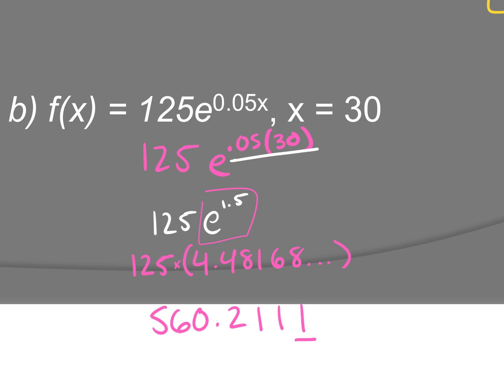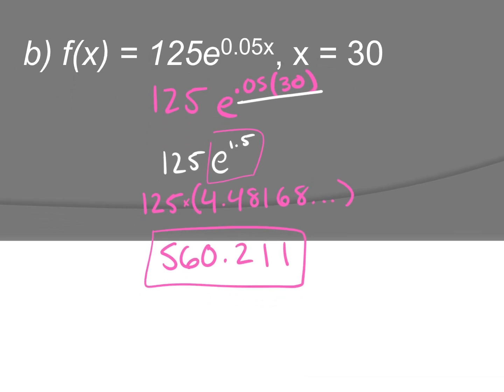Look at the fourth decimal place to tell us how to round to the third. If our fourth decimal is 1, do we round up or keep it the same? Keep it the same. So 560.211. So it's super important that you practice putting this into your calculator so you know how to use your calculator for the quiz.